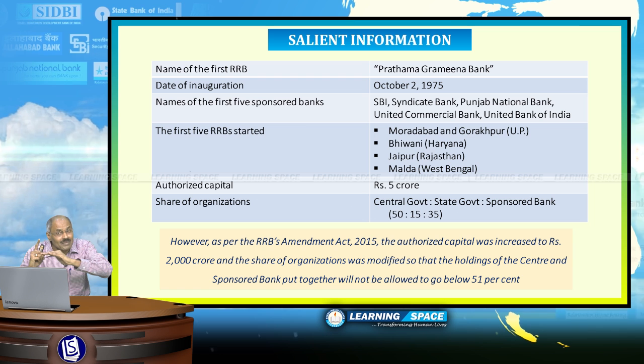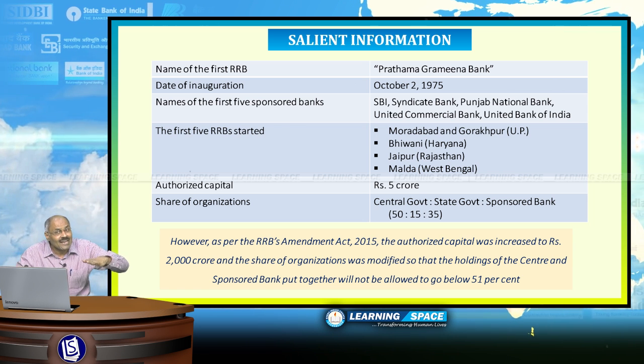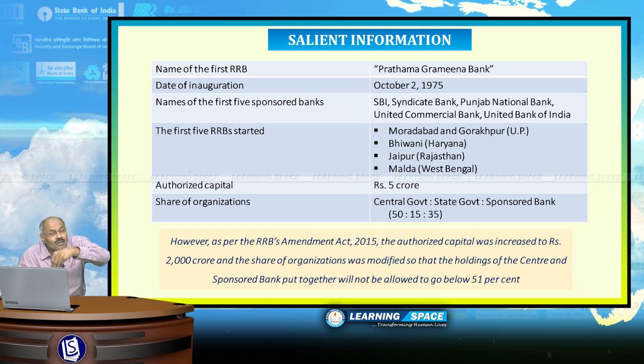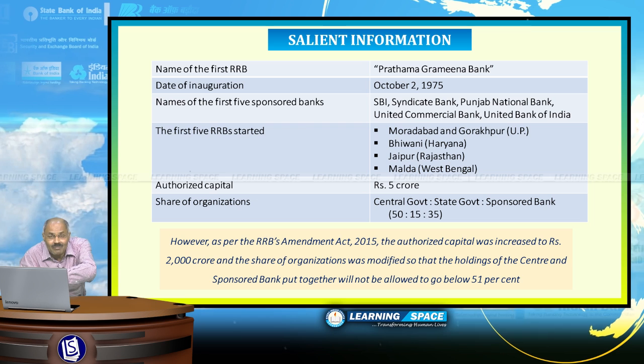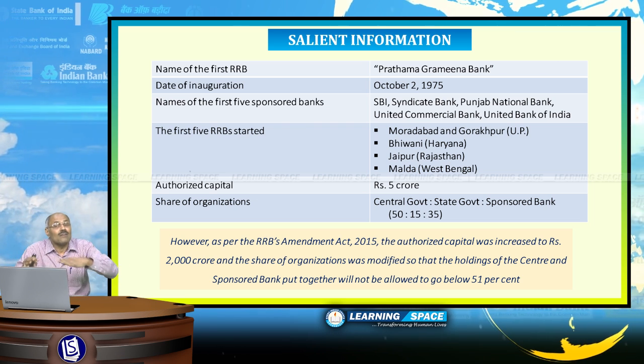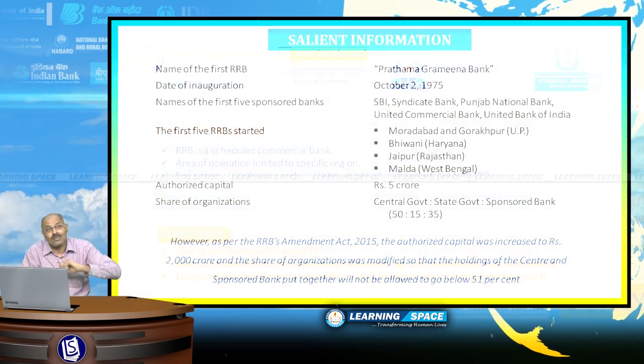As per the RRB Amendment Act of 2015, the combined share of the center and a sponsored bank together will not be allowed to go below 51%. That means the center and sponsored bank put together should maintain 51% share. This is the major change.